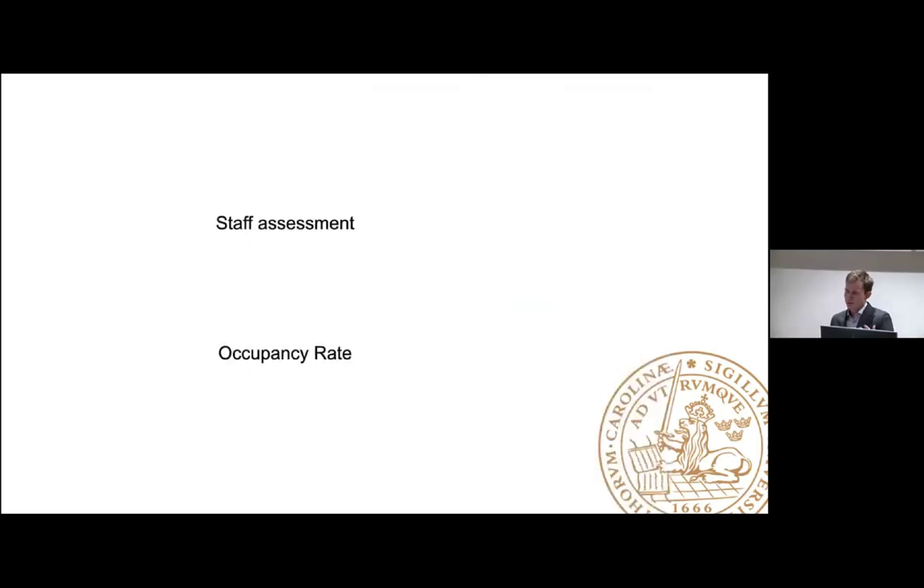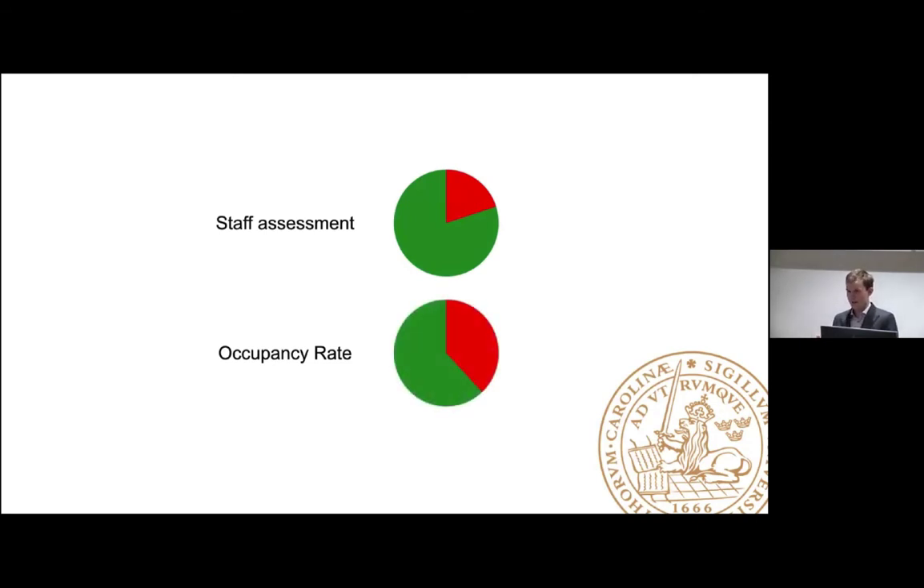And then when we moved to crowding, we measured crowding in two ways: by staff assessment of crowding and by the occupancy rate. By staff assessment, about 20% of EDs were crowded at least one time point during this 24 hours. And by occupancy rate, about 30% had an occupancy rate over 1, which is an established way of defining crowding. So when you have more patients than ED beds, then by definition of the occupancy rate, the department is crowded.